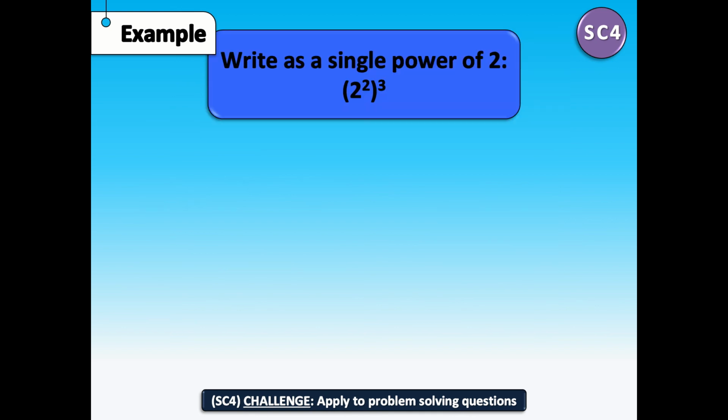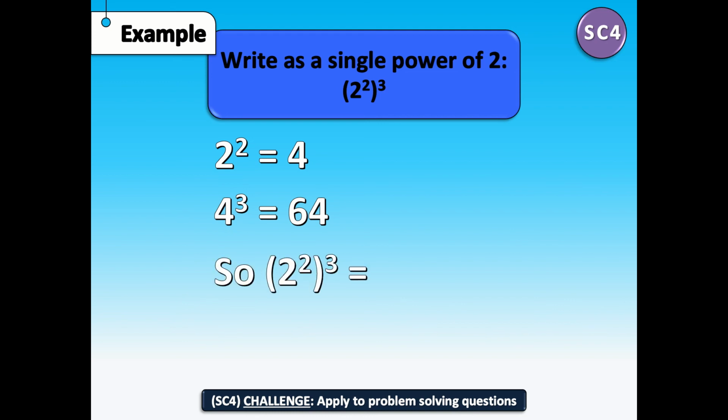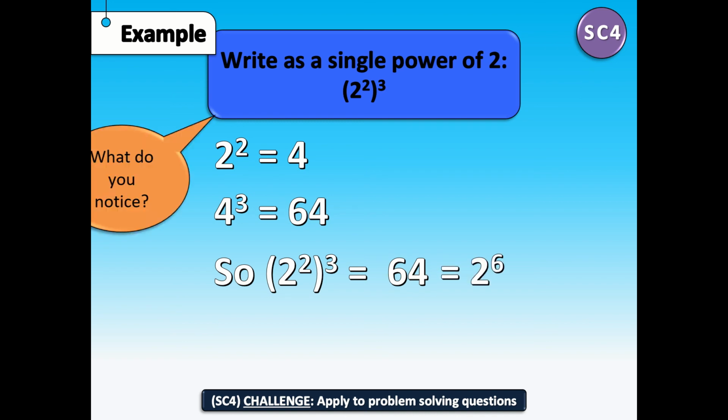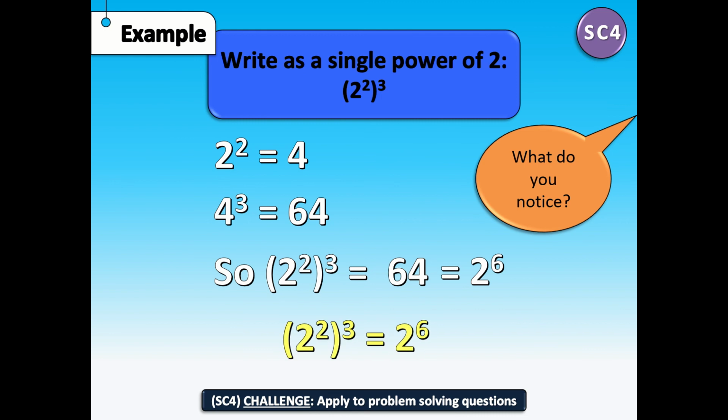In this question, we want to write 2 to the power of 2 to the power of 3. So 2 to the power of 2 is 4, and 4 to the power of 3 would be 64. So 2 to the power of 2 to the power of 3 is 64, and 64 is 2 to the power of 6. So here we've simply multiplied the powers together. We've multiplied the power of 2 and the power of 3 together to get 6.